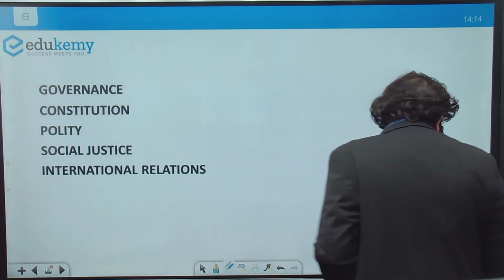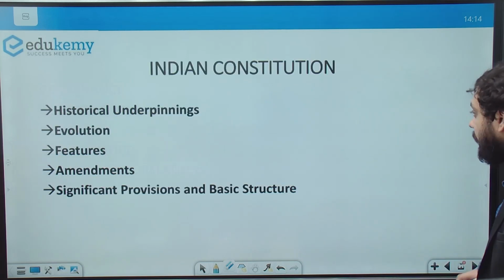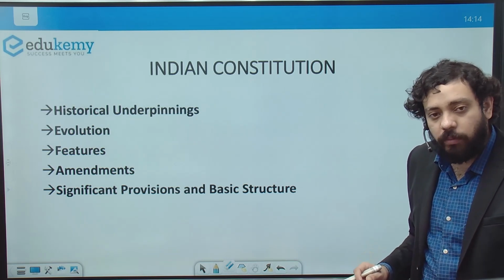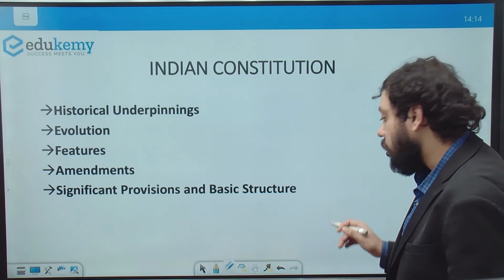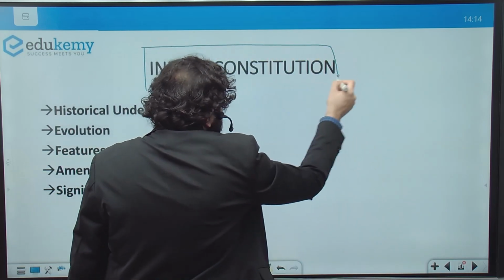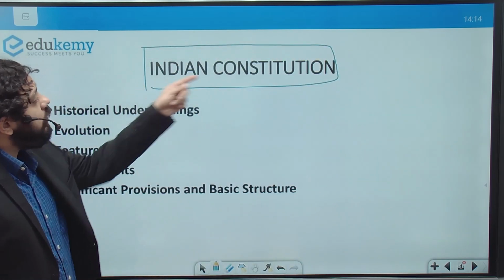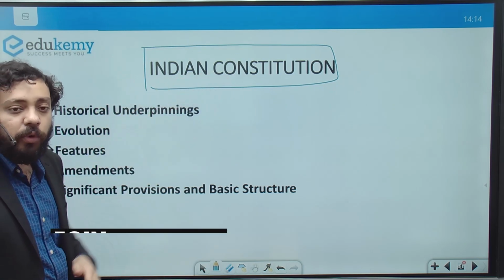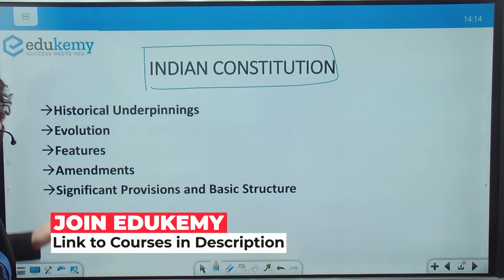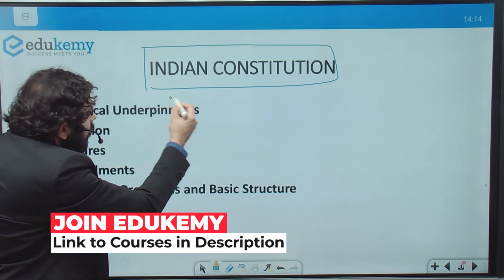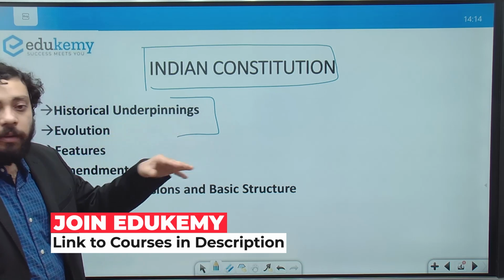Okay, so let's take a look at some examples from the syllabus and try to break them down in analytical terms to develop a deeper understanding about what it is. The first part of the GS2 syllabus reads as Indian Constitution. This is exactly how it reads, Indian Constitution, and then it is broken down into these 5 elements. Number 1, historical underpinnings. Number 2, evolution. Okay, how do we understand these two, historical underpinnings and evolution?